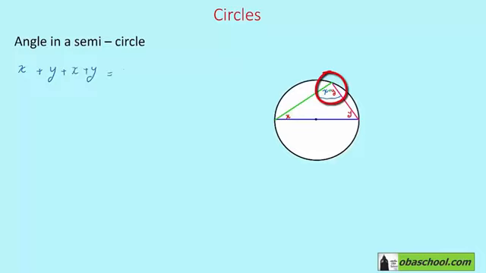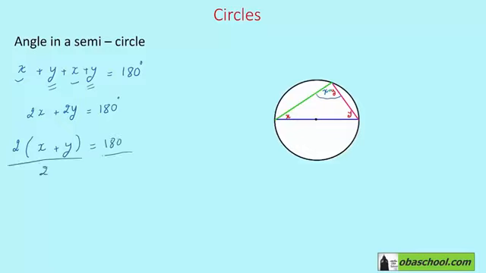First, we have x plus y, the base angles, plus x plus y, the angle that we have just found. The whole has a total of 180 degrees. So we have 2x plus 2y equal to 180. Let's factorize 2 into 2 times x plus y equal to 180. Now we can divide both sides by 2 to isolate x plus y. So x plus y is equal to 90 degrees.